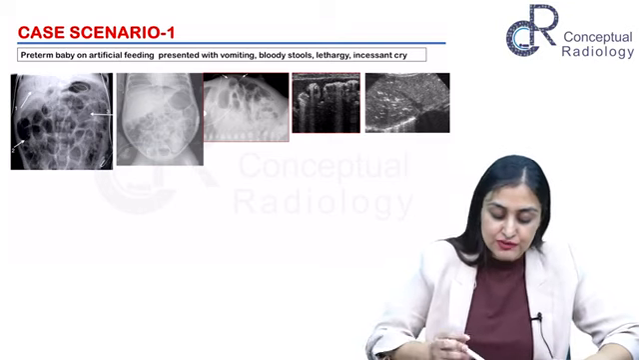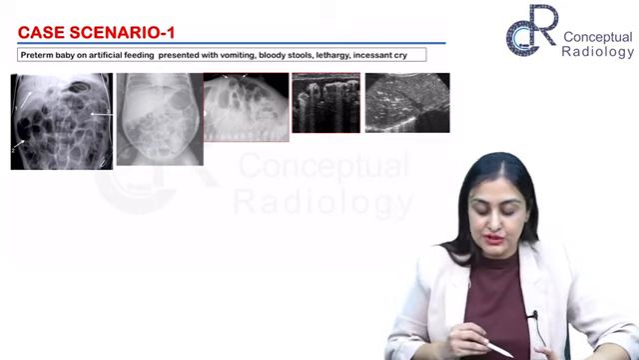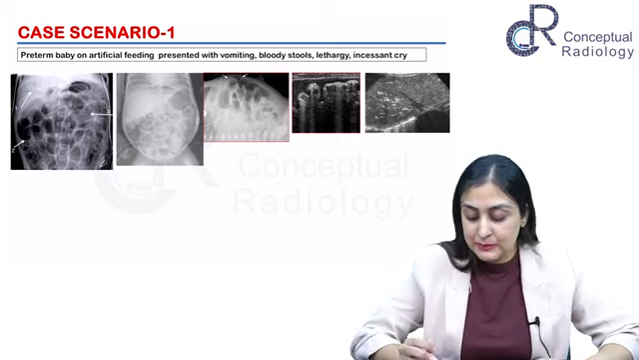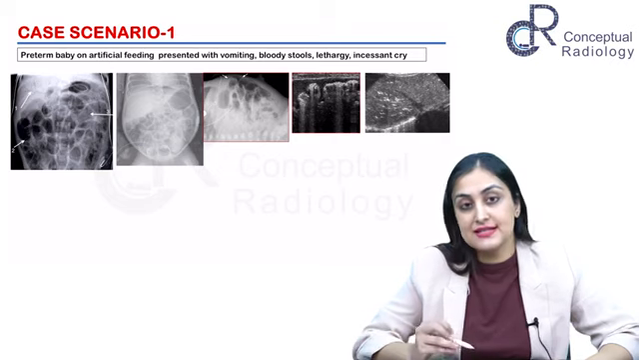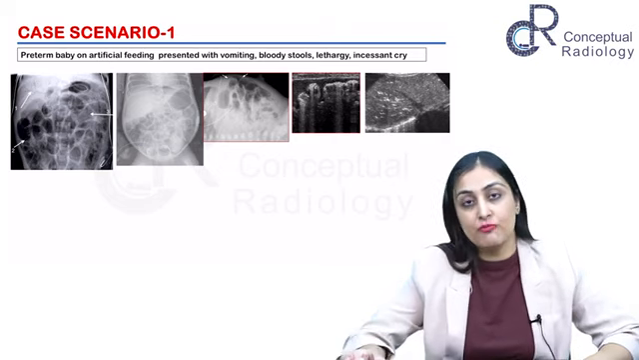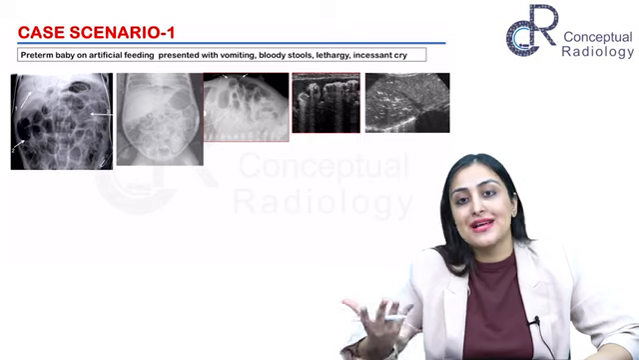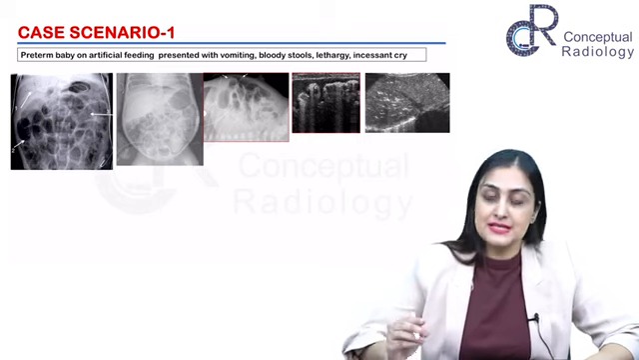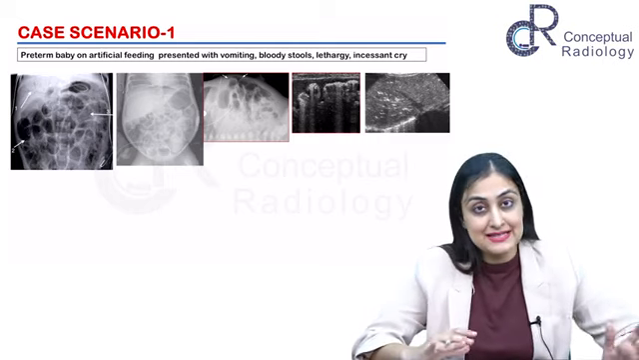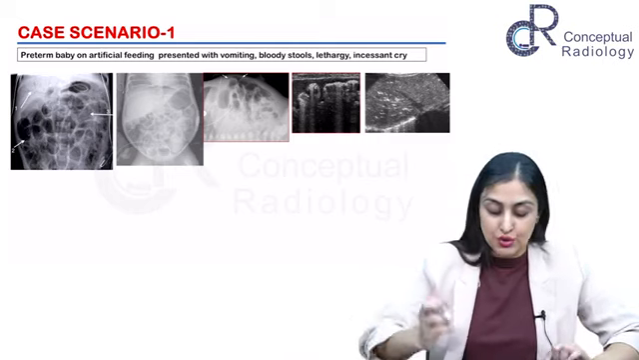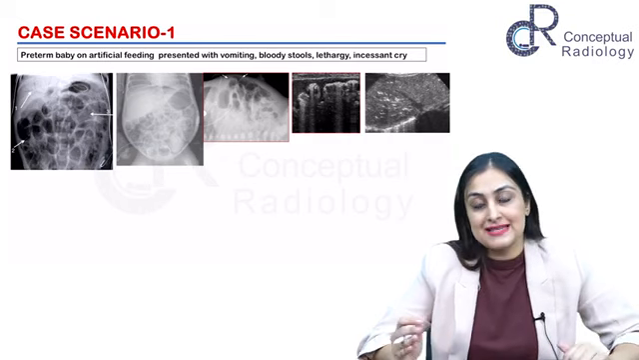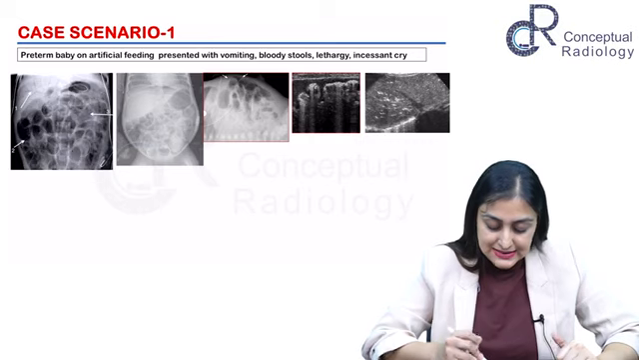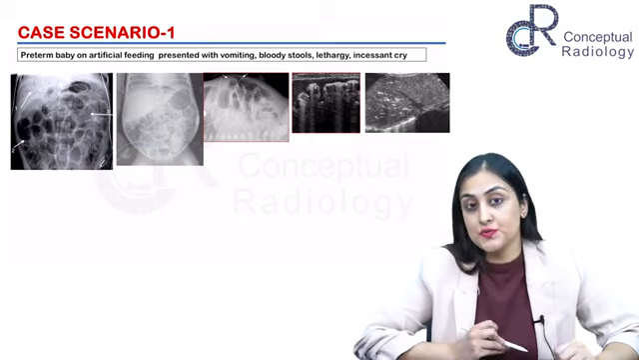When they give you a history of a preterm baby, artificial feed, particularly a low birth weight baby, presented with vomiting, bloody stools, lethargy, and incessant cry, clinically you start obviously thinking along the lines of necrotizing enterocolitis. Two main workhorses as far as investigations are concerned here are X-ray and ultrasound. In early cases on X-ray, what you're going to see is bowel dilatation. If you look at this X-ray, you can see diffuse dilatation of the bowel loops.